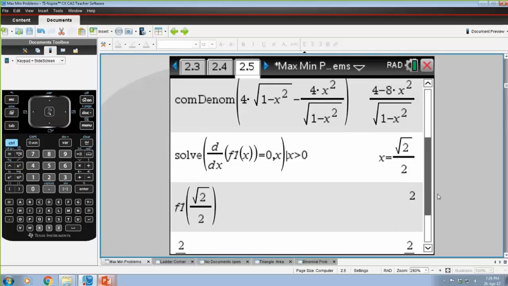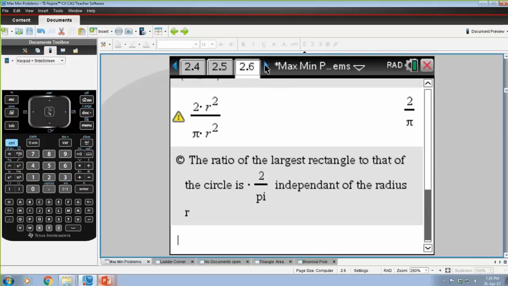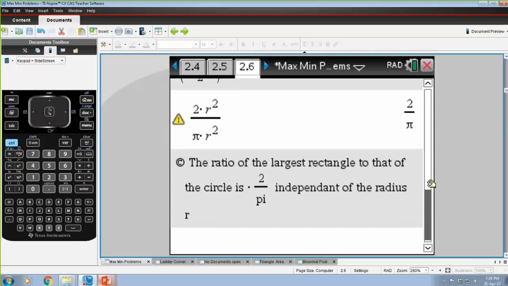Now, the nice thing is that when we work out the area of the rectangle to the circle, which was pi r squared, we get the value of 2 on pi. And this value is in fact independent of the radius.